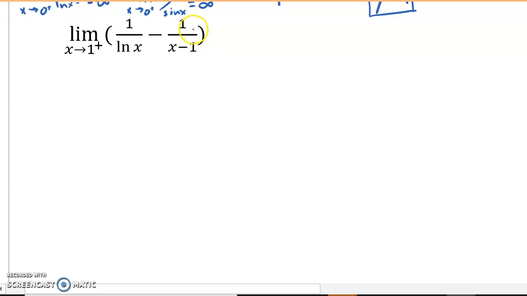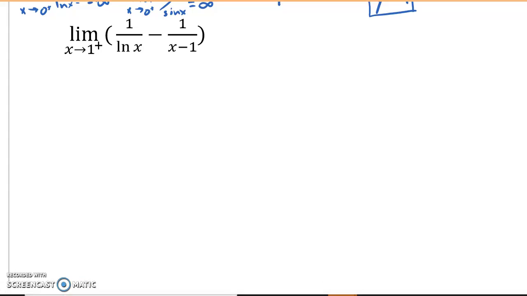We have to check those signs because if one of them is positive and the other one's negative, if it turns out to be infinity minus negative infinity, well, that's not indeterminate. That's just infinity plus infinity, which is infinity. So yeah, this is a positive infinity minus a positive infinity. So this is definitely indeterminate. So how do we deal with this?